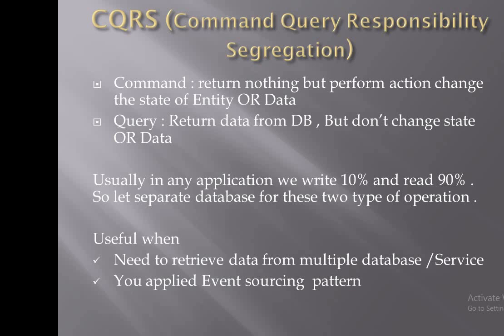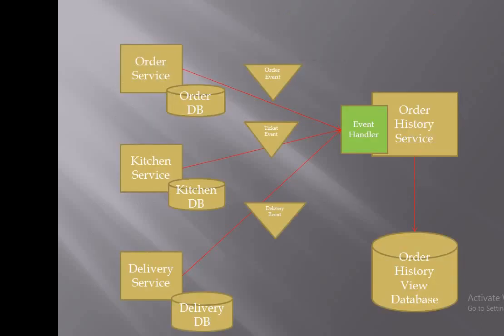So the better approach is to have separate databases for these two types of operation. Let's have a different database for read and a different database for write. It is useful when you need to retrieve data from multiple database services and when you have applied the event sourcing pattern. So let's have an example of how you can use CQRS to retrieve data from multiple databases.